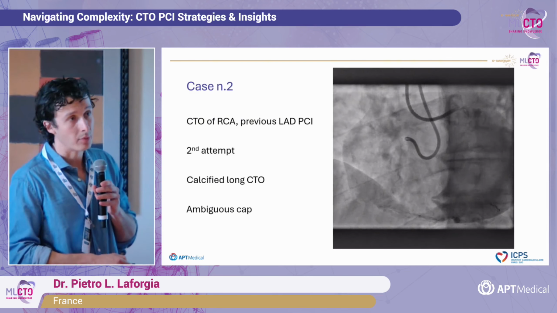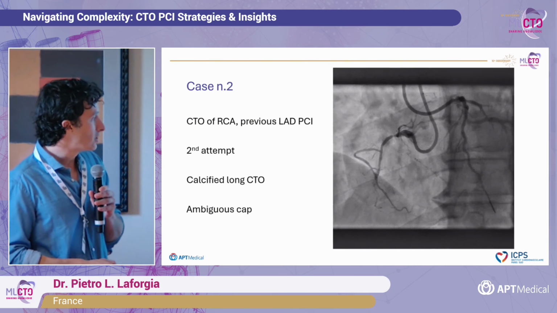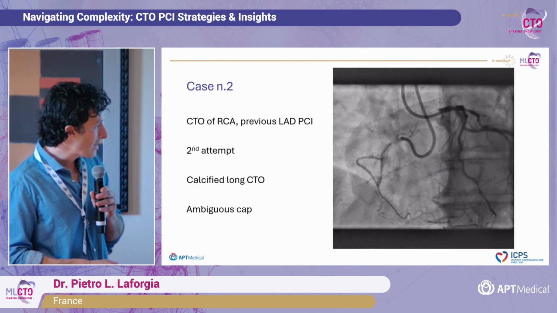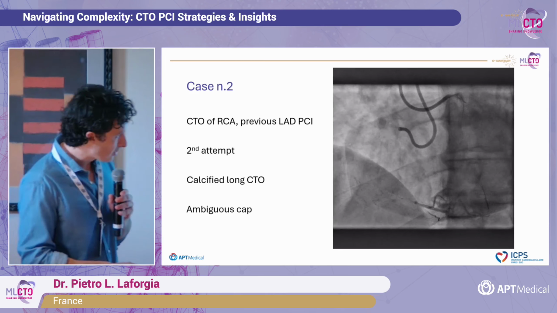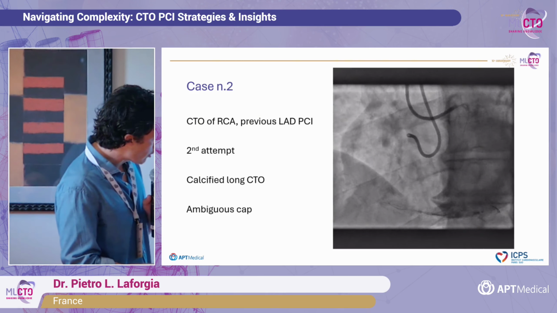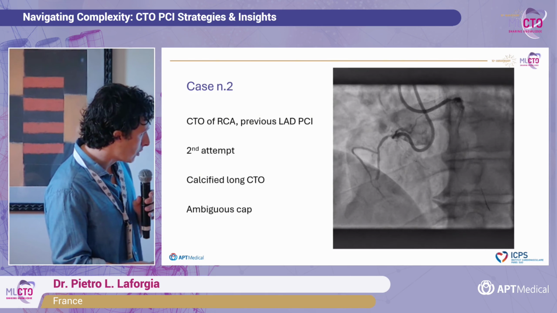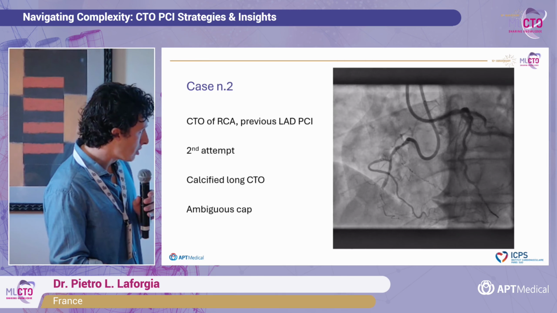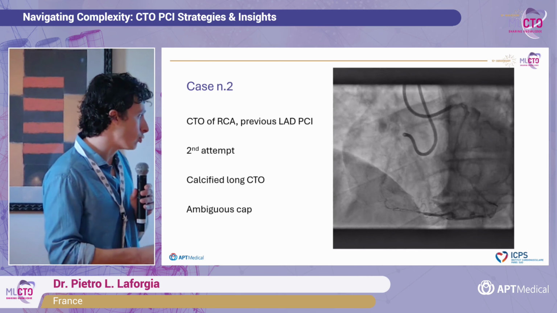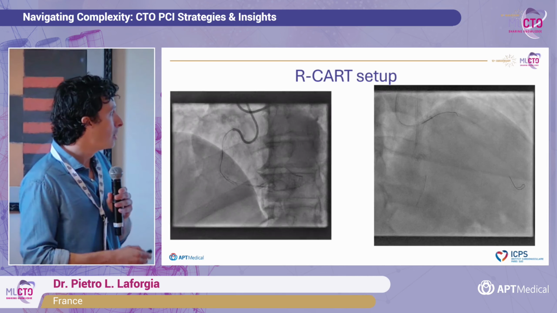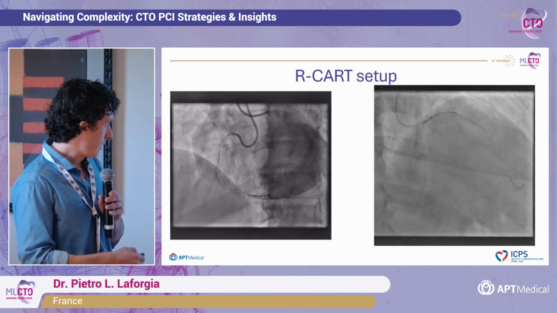We didn't really know what happened because we didn't have the film of the previous PCI. It's quite calcified all the way. The cap is quite ambiguous because we see here there's a small branch, but we can only imagine the trajectory of the vessel, we don't really know where it goes. And we had very good septal connections. So my idea was to start very briefly antegrade, and if not, pass from retro and do reverse CART.